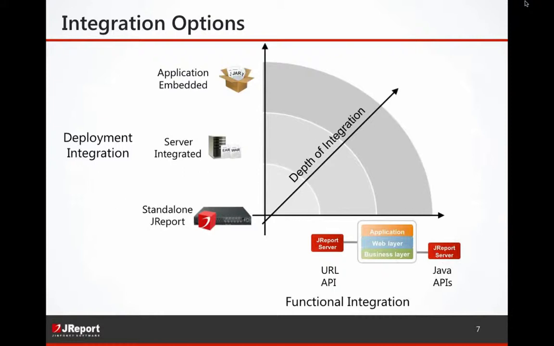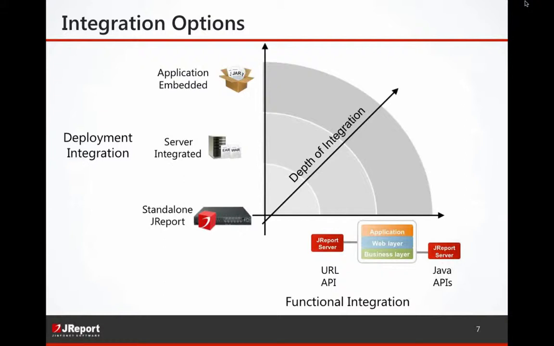Moving on up, as we get more integrated in the deployment, we have server integrated. Here you can drop JReport in as an EAR or WAR file and leverage your existing Java EE infrastructure. It's a very small footprint and very easy to deploy this way. Not much integration is necessary, and a typical example is dropping JReport into your application server.